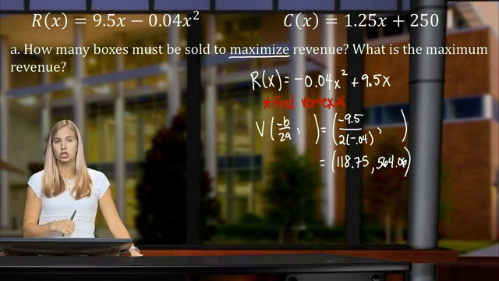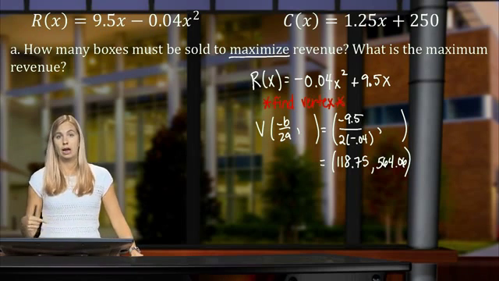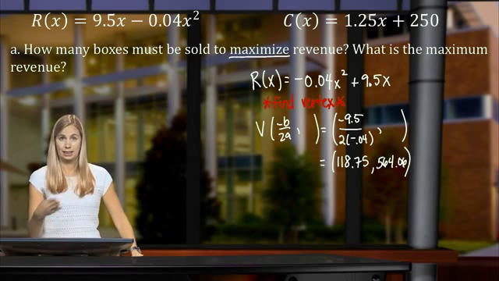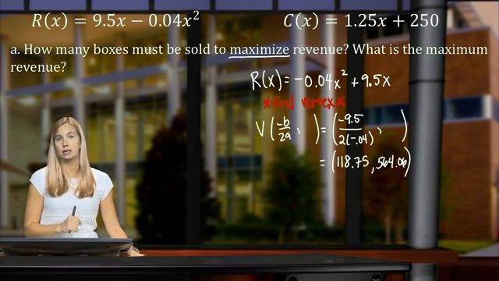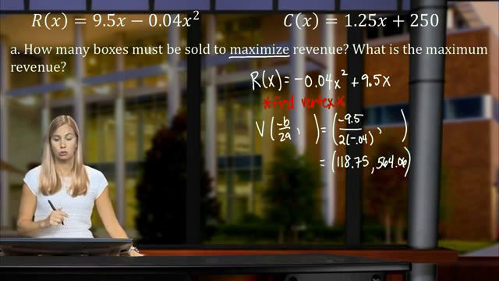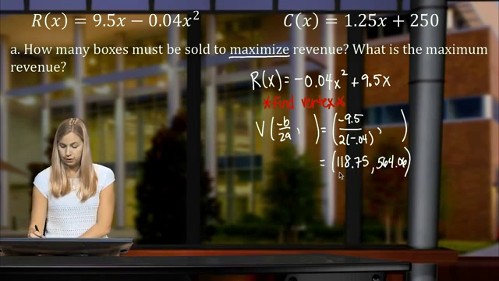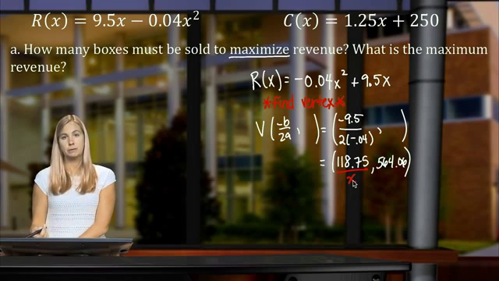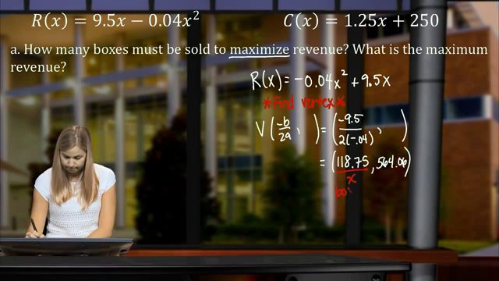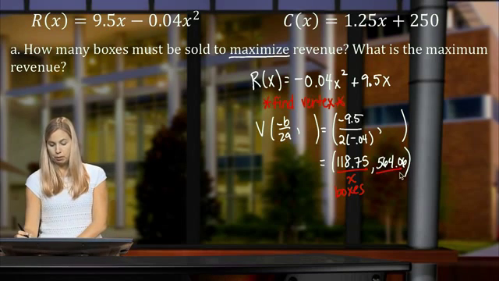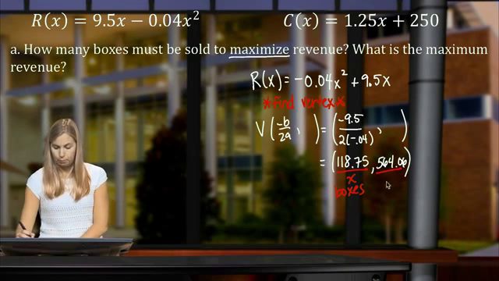Now, when we look at our question, it didn't ask us to find the vertex. Our question asked how many boxes must be sold to maximize revenue. Because it wanted us to maximize this thing, that's what indicated find the vertex. But our vertex has two values, and we need to interpret what those two values represent. This first one is x. Well, what variable does x represent in our problem? X represents the number of boxes. And our output is R, so our output is revenue.